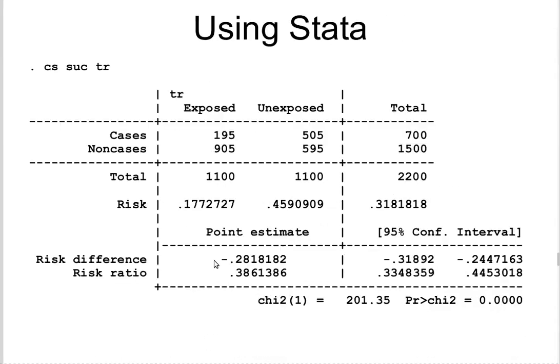Now let's look at how this would have been seen using Stata. Here, CS is the command one uses if one wishes to obtain either the risk difference or the risk ratio. These numbers we saw very early in this session. We then obtain a test of significance for association here. This is the approximate chi-square test based on this 2-by-2 table.